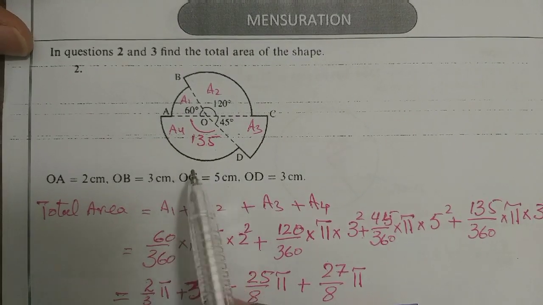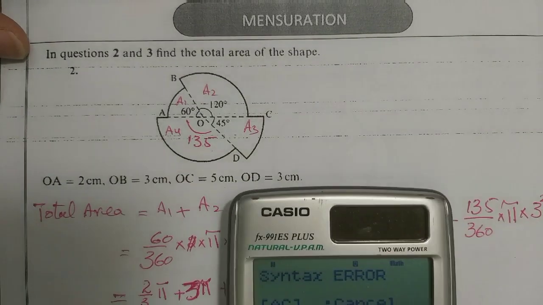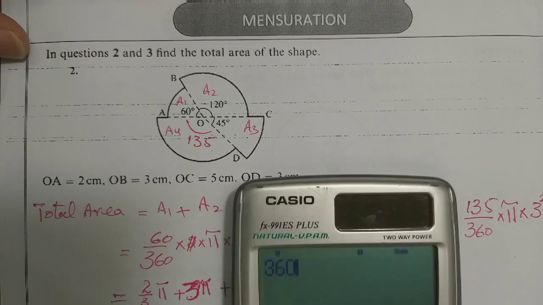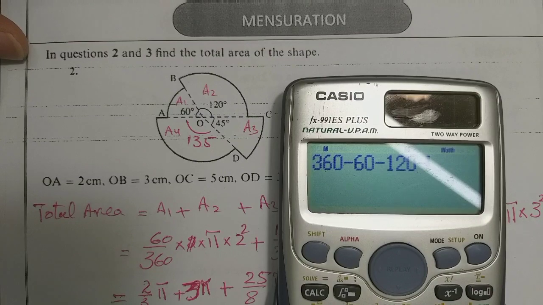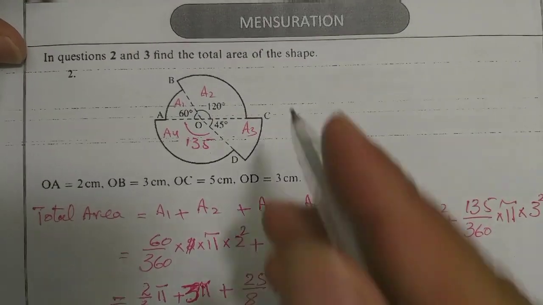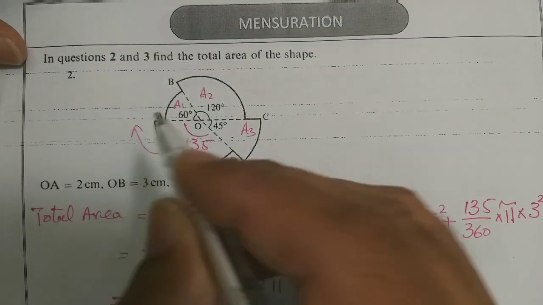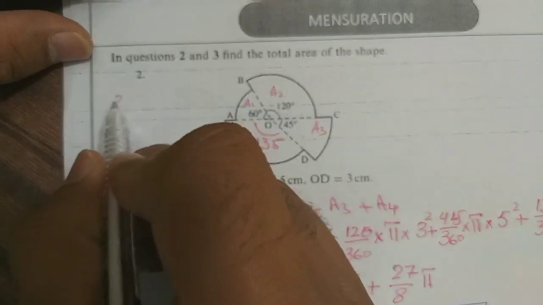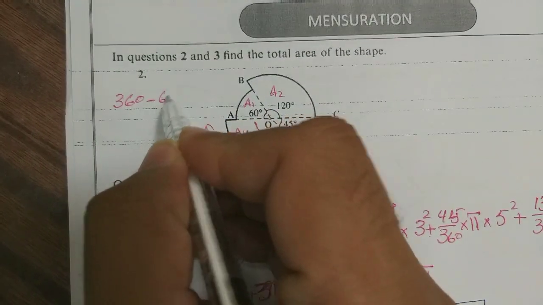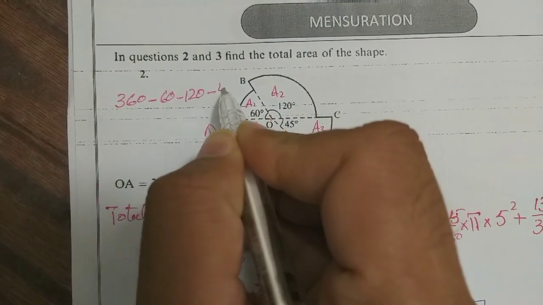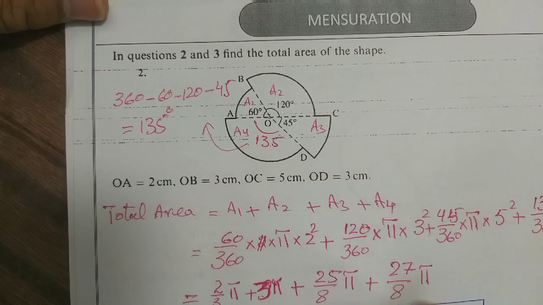So we know the total angles around a point are 360. So 360 minus all the given angles, which is 360 minus 60 minus 120 minus 45, you find 135. So the total around the point is 360, so you can find this angle. How can you find it? Because the total in a circle around the point is 360, minus all the angles, 60 minus 120 minus 45, you find 135 degrees. So this is 135 degrees.